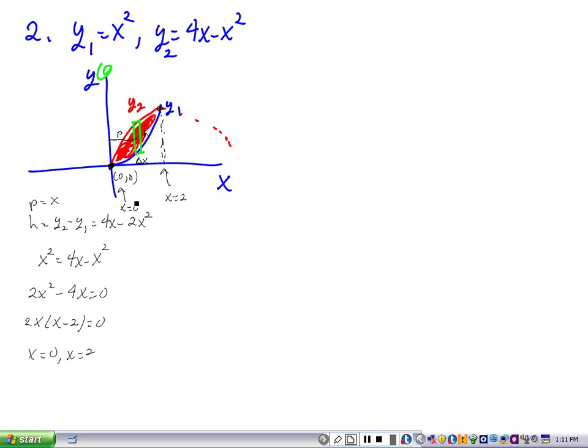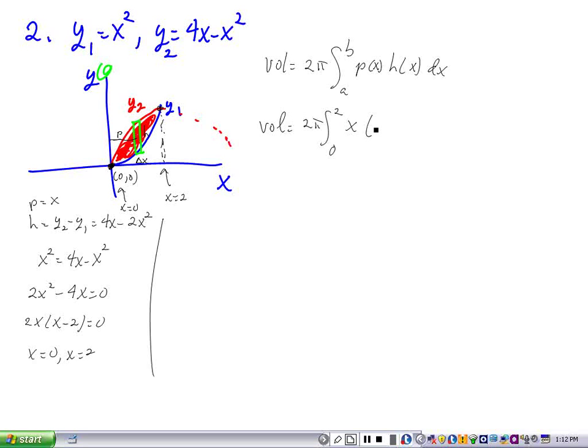So we're going to evaluate this integral from x equal to 0 to x equal to 2. So the volume here, using the shell method, has the formula 2 pi times the integral from a to b of p times h. You know, it's p of x, h of x. Let's put that in there to make it professional, right? p of x times h of x dx.